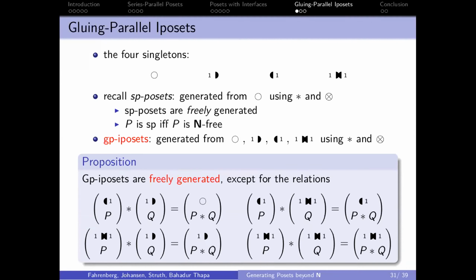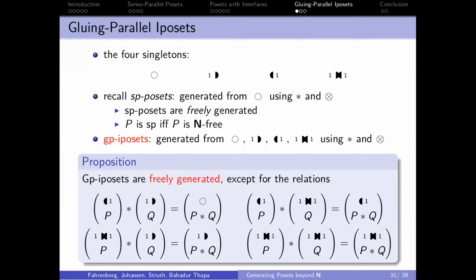So what does it mean? It means that there's some interplay between parallel and gluing composition if one of the components is a singleton. For example, the first one: if you put P in parallel with a singleton with a target interface and Q in parallel with a singleton with a source interface, then the result is P glued with Q, in parallel with the gluing of the two singletons. So there is some interaction here between gluings of singletons and parallel composition.